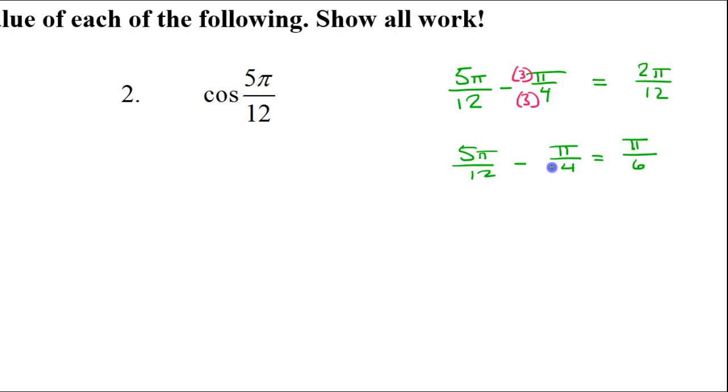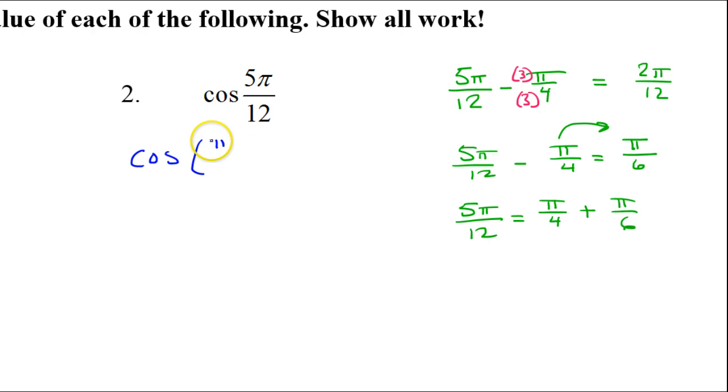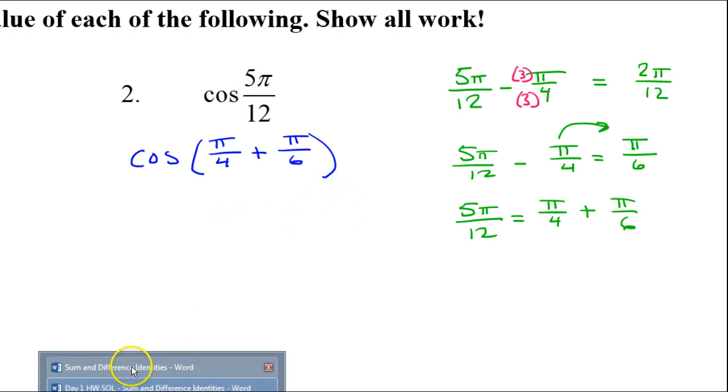Now, adding pi over 4 to both sides, in other words, I'm moving this over to the other side, then I will have 5 pi over 12 equals pi over 4 plus pi over 6. Okay, so this is how I will split it up. So that means what I have here is the cosine of pi over 4 plus pi over 6. Boom! So let's take a look at those identities.